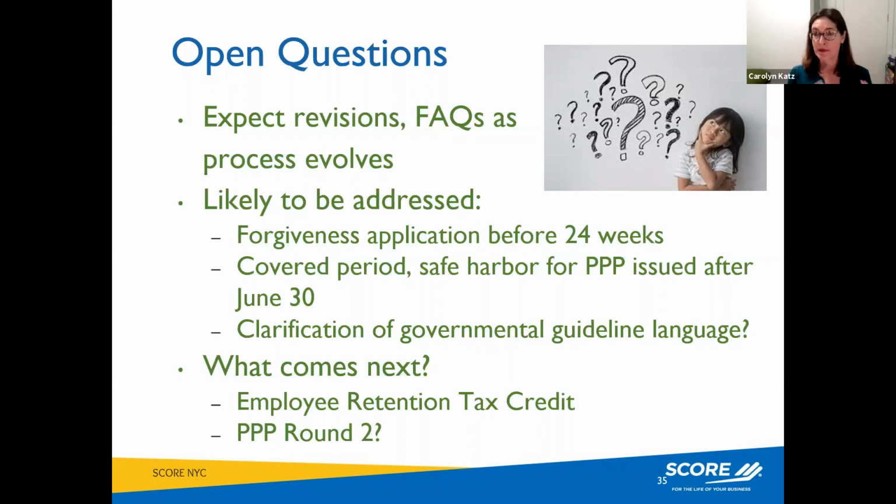This is a minor one, but for those of you who are applying for a PPP now or applied after June 30th, right now the final safe harbor for everyone is the end of the year. But if you apply in August, your 6 months will go to next February. I don't know if they'll extend the safe harbor. We'll have to see with that.